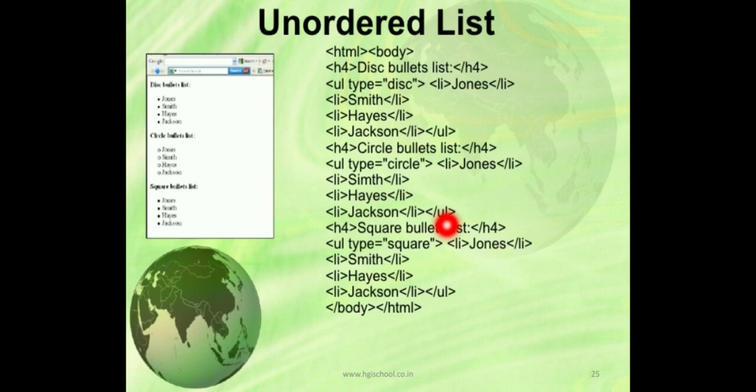Then UL closed. Now again a third heading, square bulleted list, with four list items. You can see the bullets are in the form of squares. Here the bullets are in the form of circles. Here the bullets are in the form of disks. So we have to write UL type equals square. Now the first list item, second LI Smith, LI Hayes, LI Jackson, LI closed, and then UL closed, and the body tag and HTML tag closed.